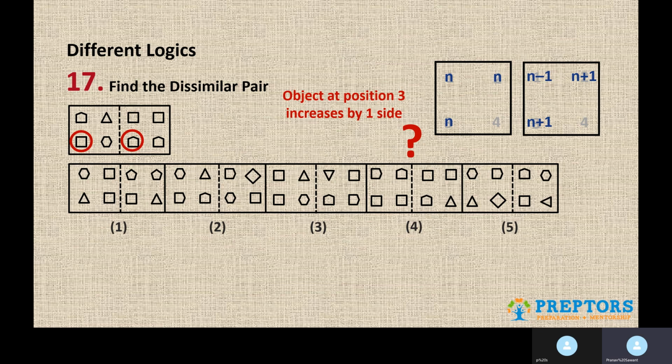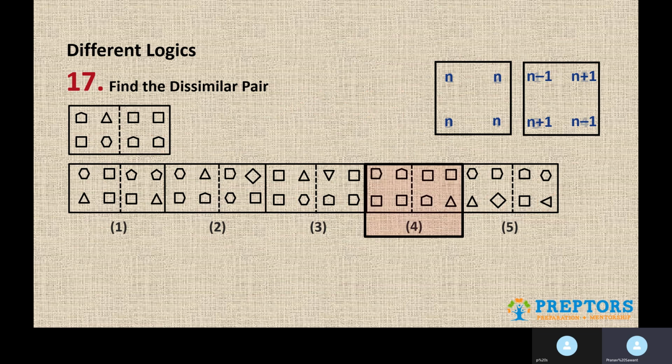Let's check for third position. Object at position 3 increases by one side. It is followed by all. Fourth one, object at position 4 decreases by one side. It is followed by all. So, fourth option is not following the logic for second position. Hence, option 4 is the answer.